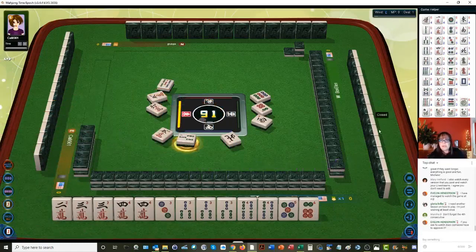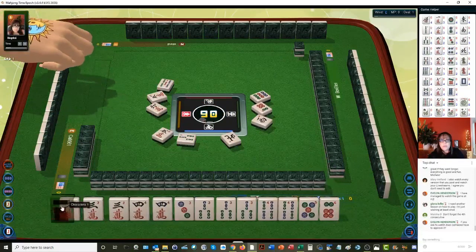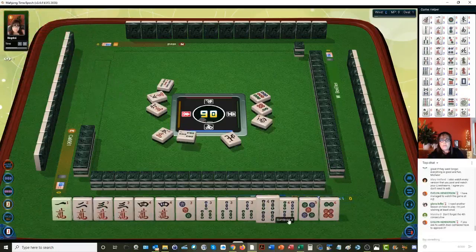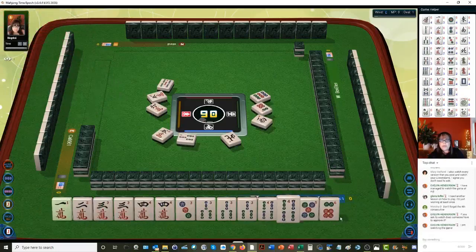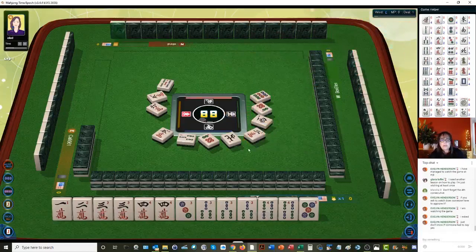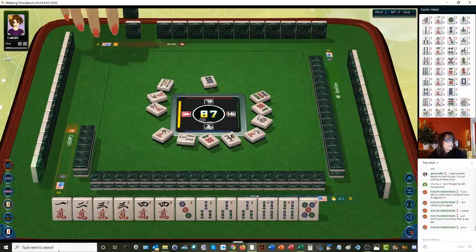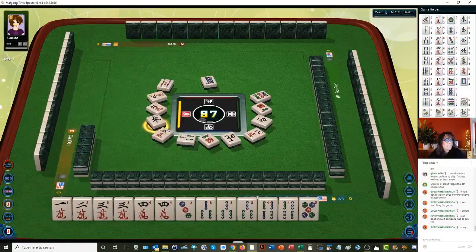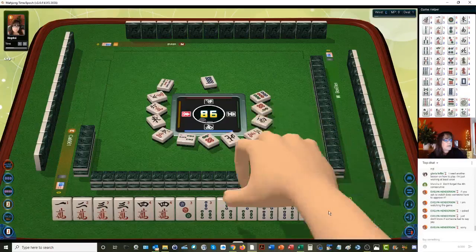Three bamboos. Okay, three bam. I would not claim that. We're going to stay concealed. Okay, there's a one. One, two, three, four, four. We have no four dot. Let's get rid of the six. We could do six dots maybe, one, two, three, four, four, fourth hand down. Two characters. Let's just hold. One of our tiles went down. Eight dots. Two crack. East wind. Okay, seven bam we don't need.